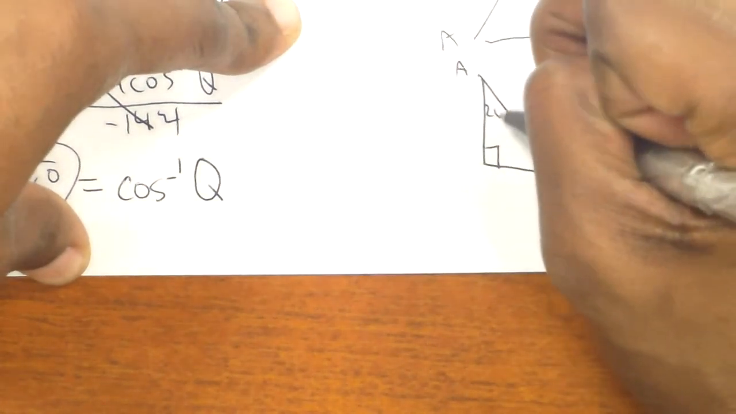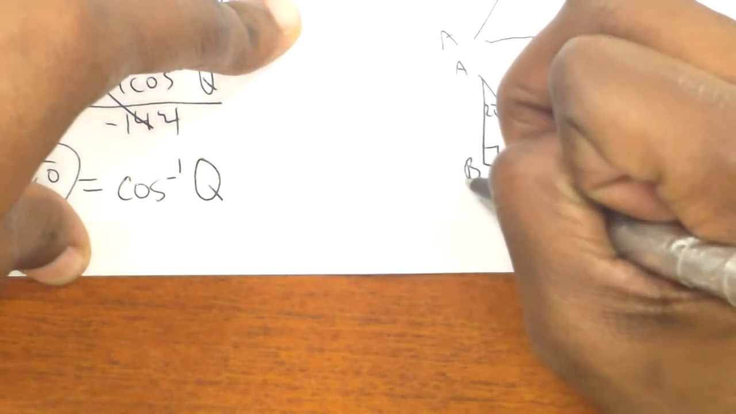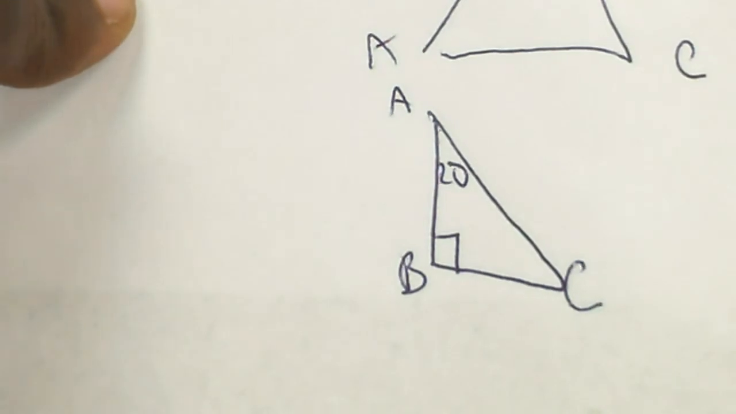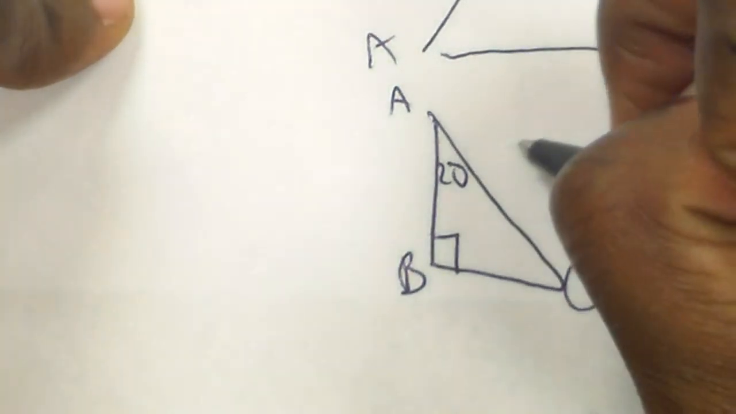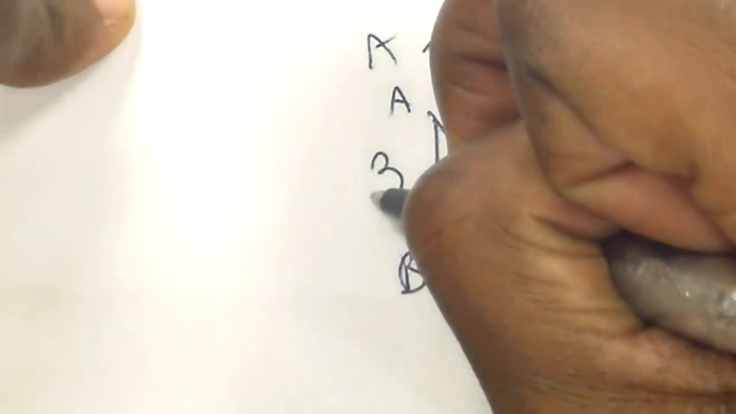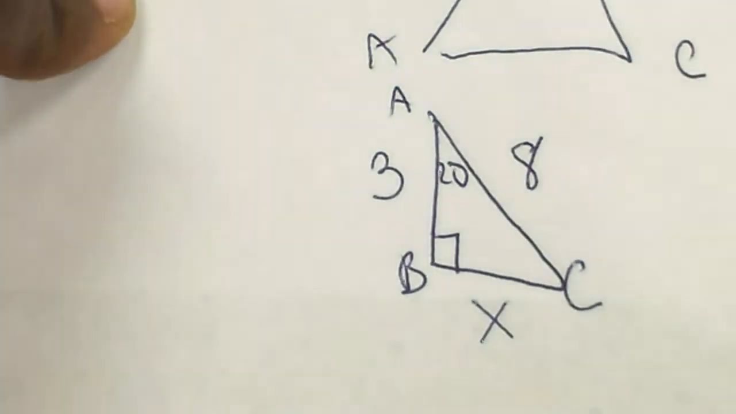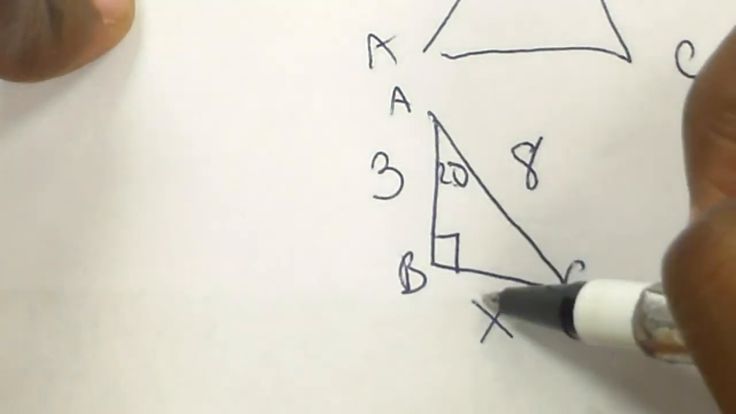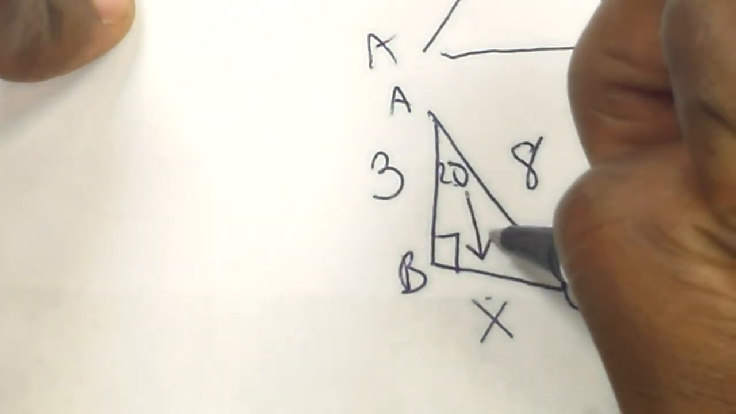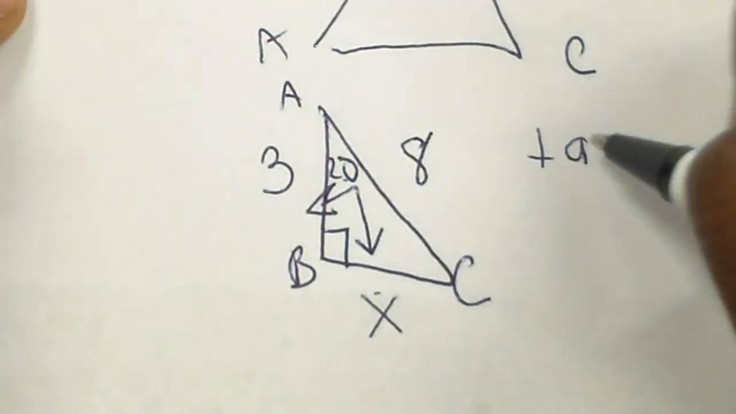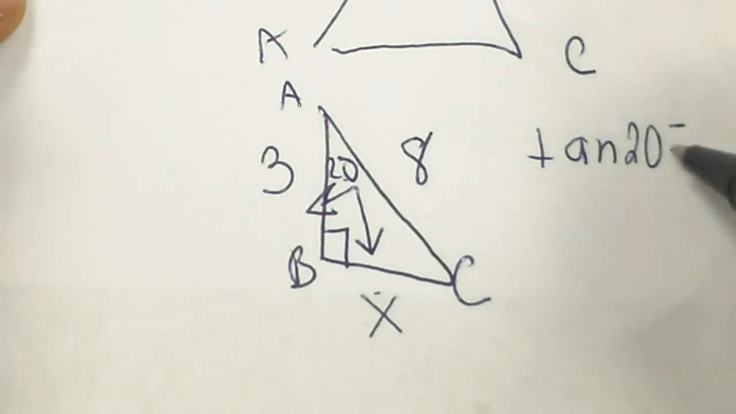Angle A is worth 20 degrees. Angle B is the 90 degrees. I'm assuming we don't know C. Let me zoom in a little bit on that for you. It says AC is 8, AB is 3, and which expression can be used to find BC? So let's look at what we're given so we can figure it out. We're trying to find BC, so we don't know the opposite. We do know the adjacent, so that means tan 20 degrees is equal to opposite over adjacent.